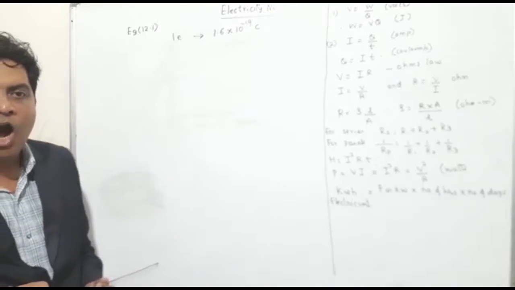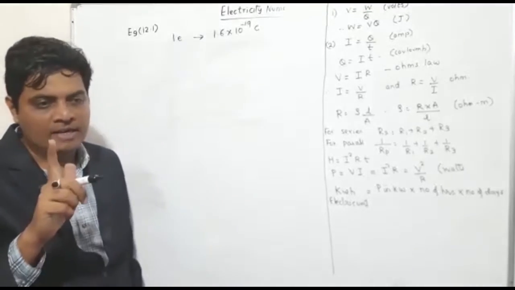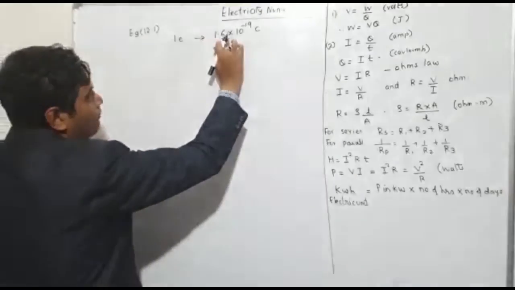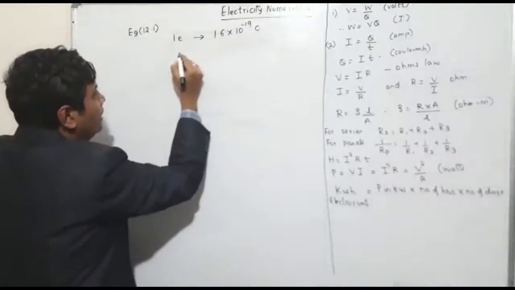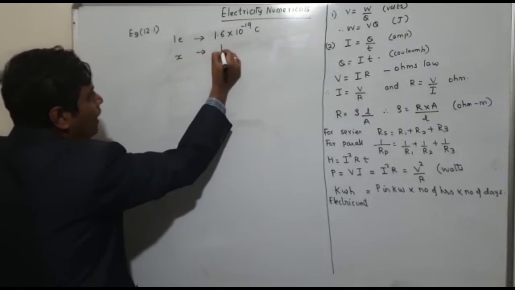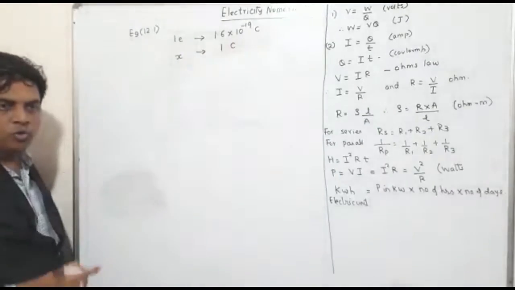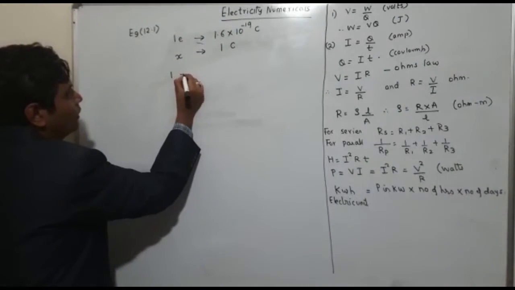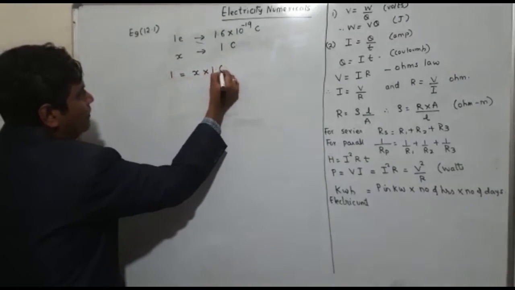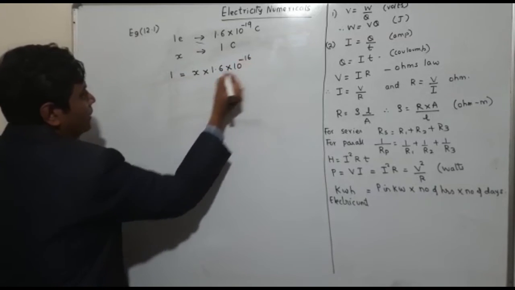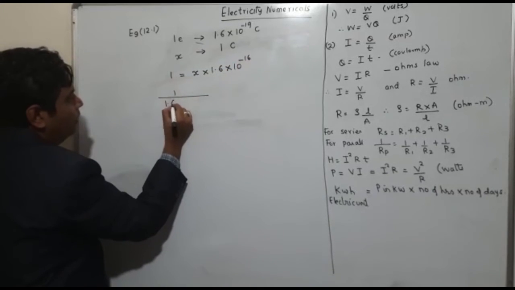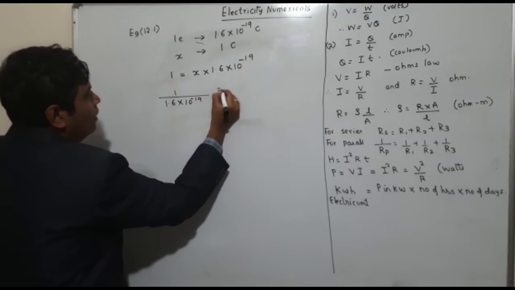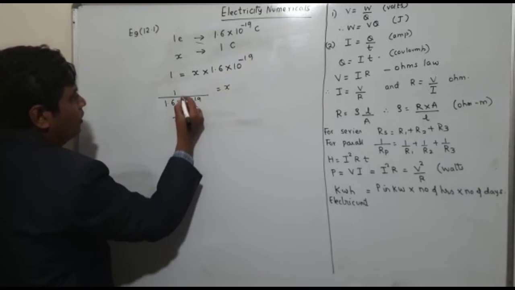We want to find how many electrons are there in 1 coulomb charge. So let there be x electrons. So 1 electron is having 1.6 into 10 raised to minus 19 coulomb. X electrons are having 1 coulomb charge. You want 1 coulomb. So now if you cross multiply, you get 1 is equal to x multiplied by 1.6 into 10 raised to minus 19. Therefore x is equal to 1 upon 1.6 into 10 raised to minus 19.